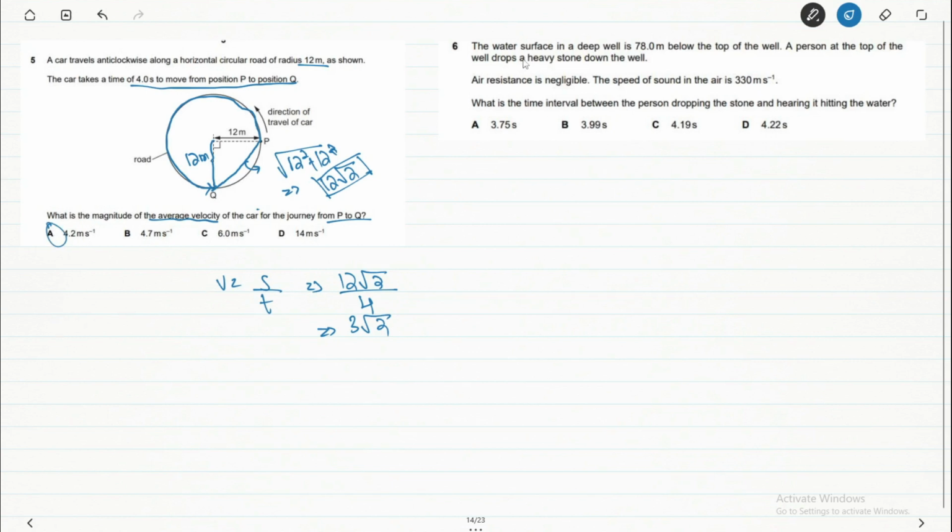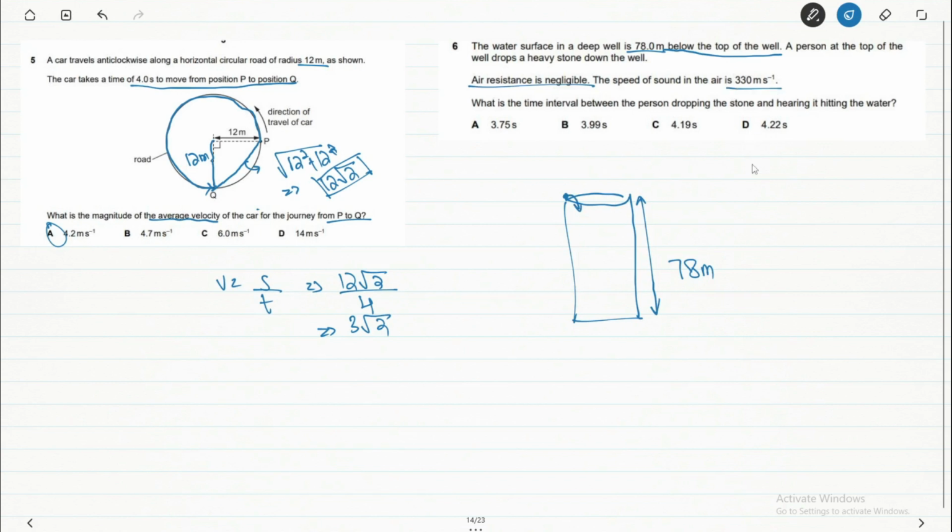Now moving on to the sixth question. The water surface in a deep well is 78 meter below the top of the well. So let's just draw a well here so you can understand this better. So this is the well, and this distance here is 78 meters. A person at the top of the well drops a heavy stone down the well. So the stone is dropped from here, right? Air resistance is negligible, so we don't have to consider this.